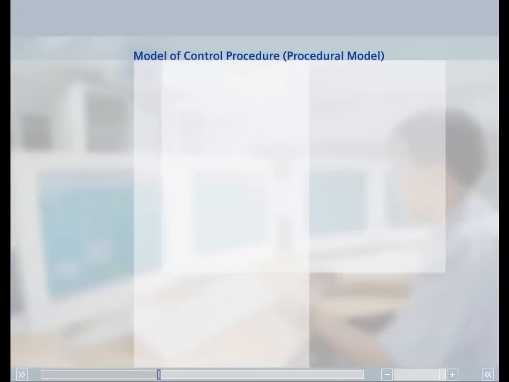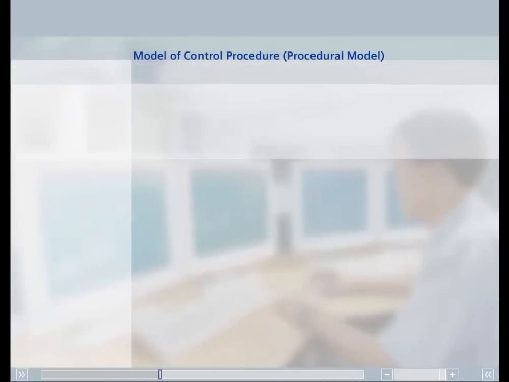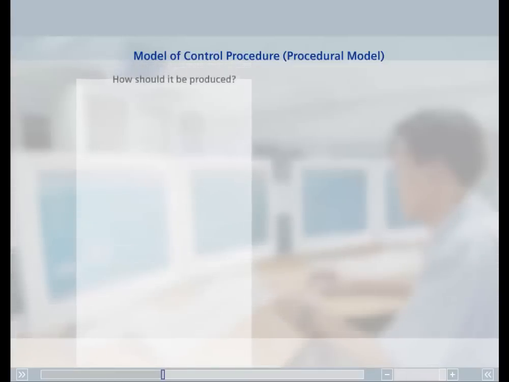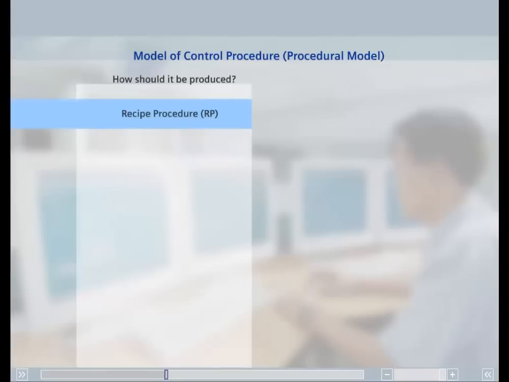The second model of ISA 88 that you will get to know here is the procedural model. This hierarchical model allows you to organize the steps needed to produce a product. The top hierarchy level in a recipe procedure is called the recipe procedure. A recipe procedure runs on a process cell and describes the entire strategy used to produce a batch of a product. The recipe procedure is comprised of an ordered set of recipe unit procedures. A recipe unit procedure runs on a unit and implements a process stage.